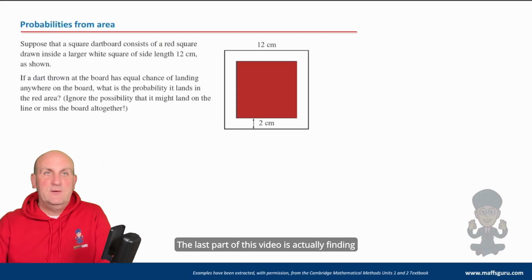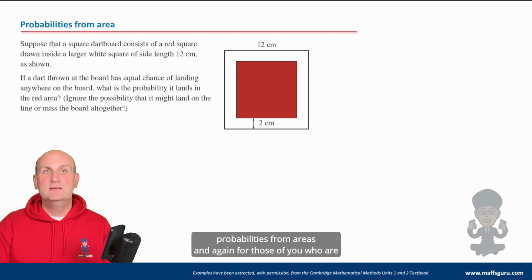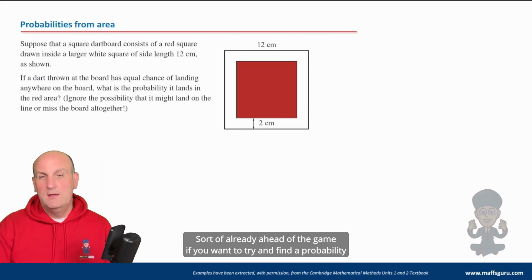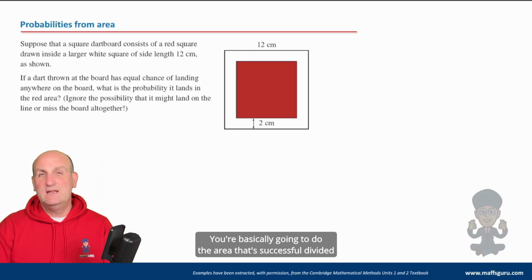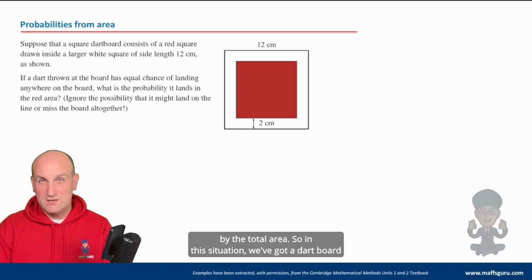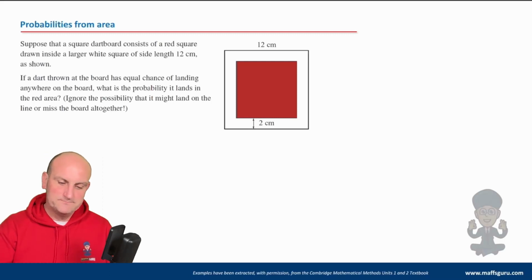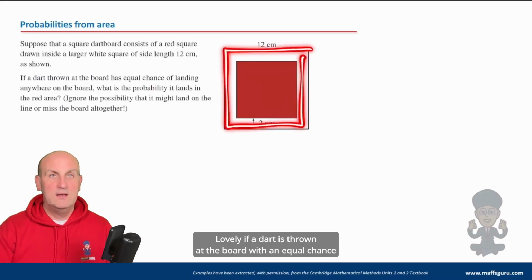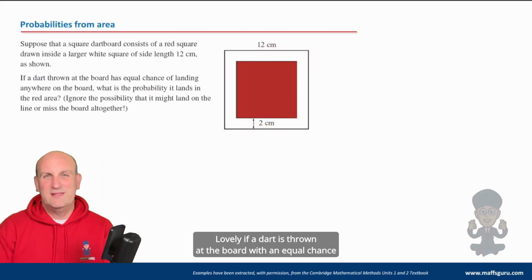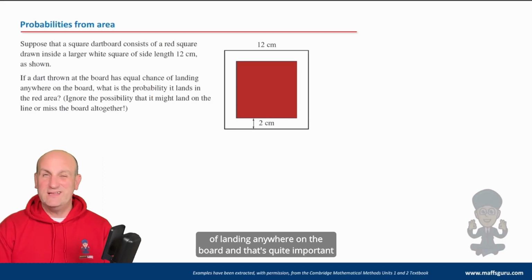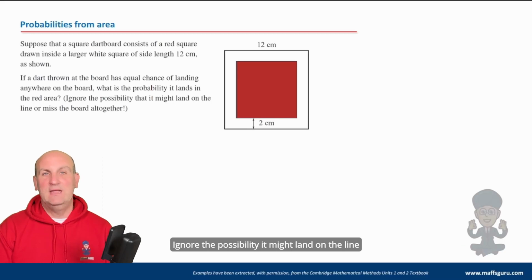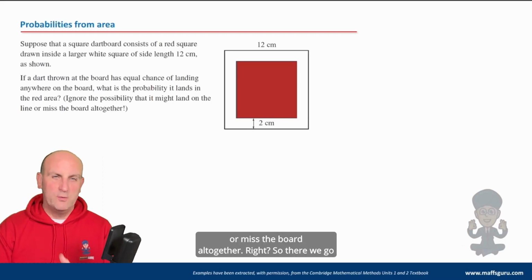Now, the last part of this video is finding probabilities from areas. For those of you who are already ahead of the game, if you want to find a probability, you're basically going to do the area that's successful divided by the total area. So in this situation, we've got a dartboard. It's a red square in the middle, and we've got a white square of side length 12. If a dart is thrown at the board with an equal chance of landing anywhere on the board, and that's quite important, it's got to be an equal chance, what is the probability it lands in the red area? Again, ignore the possibility it might land on the line or miss the board altogether.